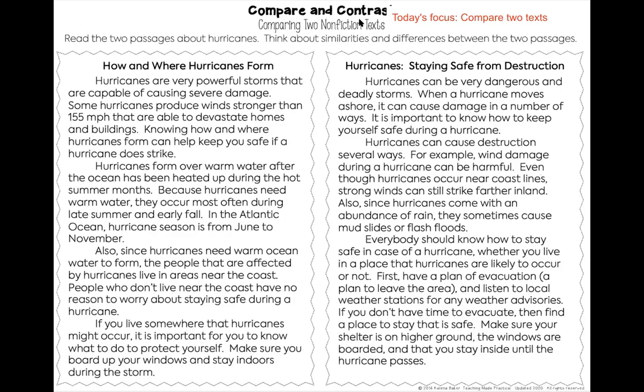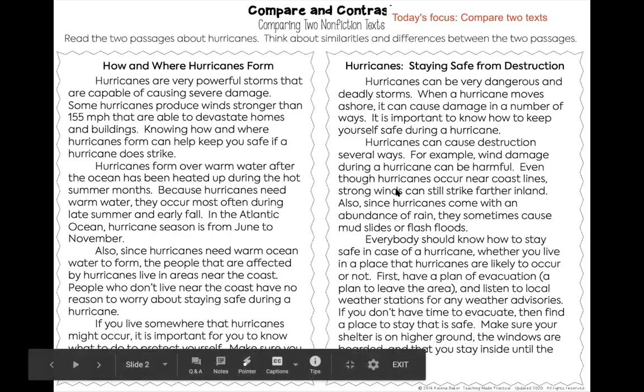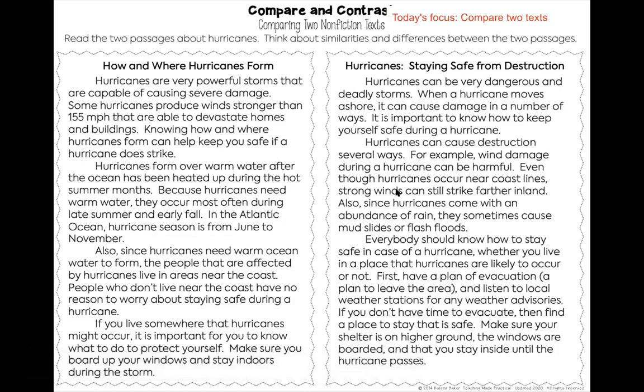Wind damage, and the other one was talking about 155-mile-an-hour winds. I'm starting to see some similarities here. Mudslides or flash floods I didn't hear about in the other one, so I know that's different.